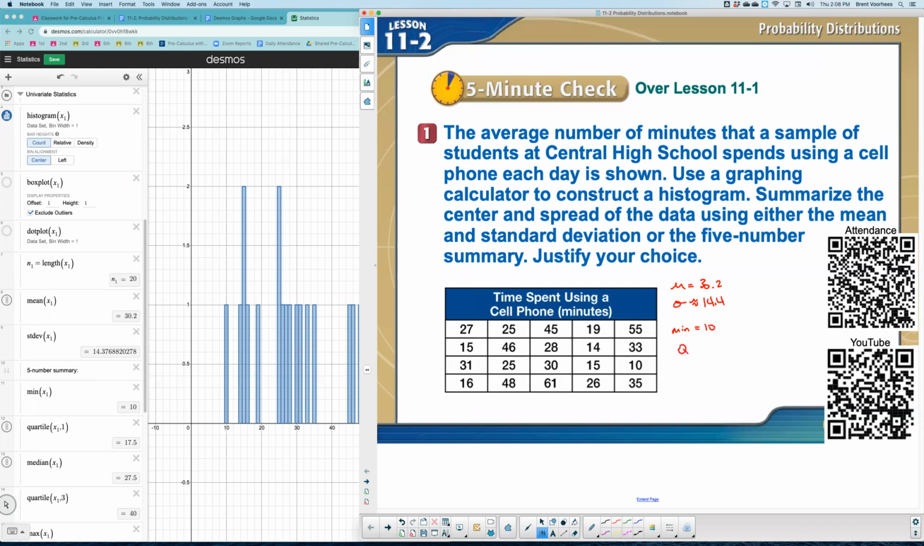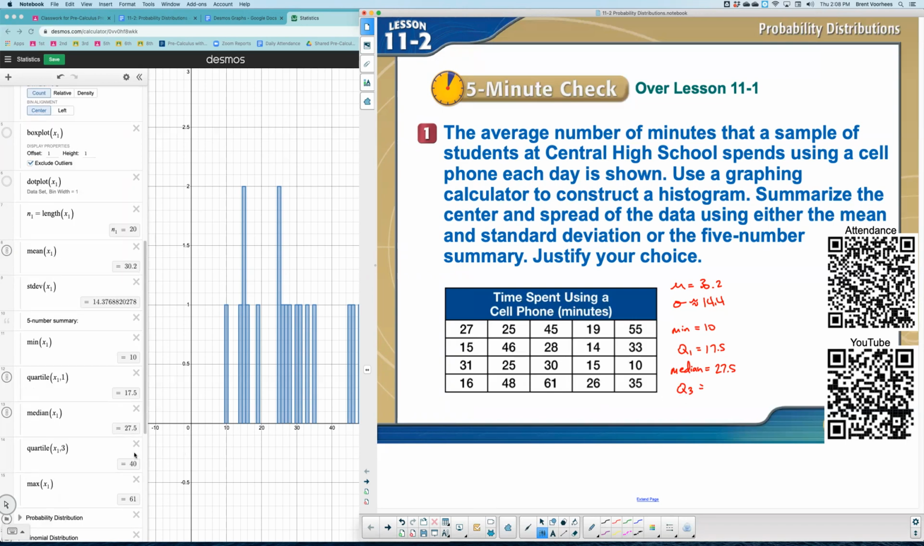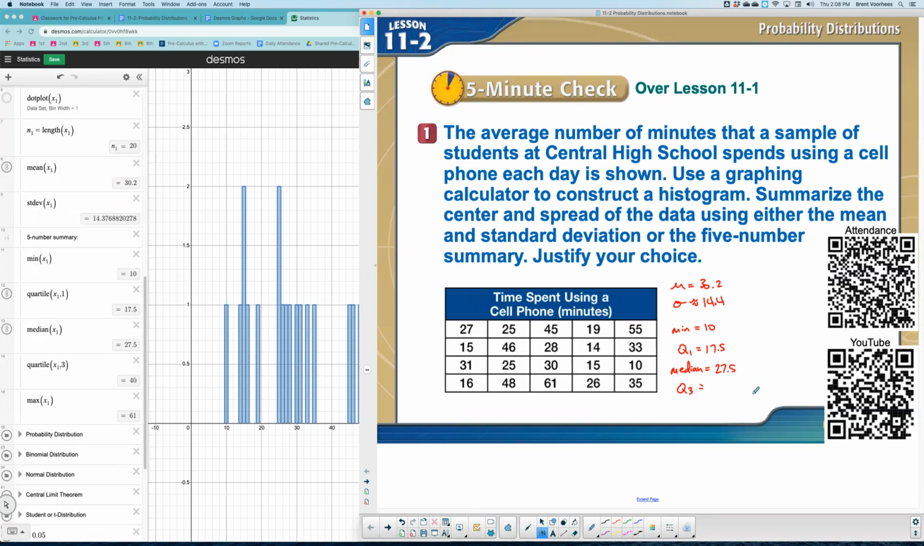the first quartile, the lowest 25% of values, is 17.5 or less. The middle value, the median, if you place these in order, would be 27.5. The third quartile means the lower 75% are 27.5 and below, or you could say the top 25% are 27.5 and higher, and the maximum is 61.